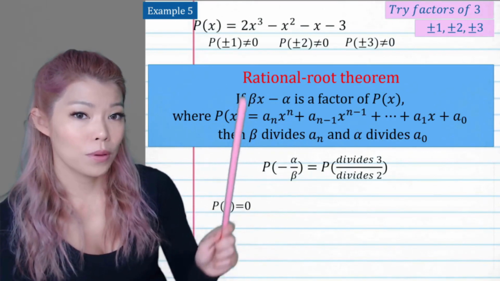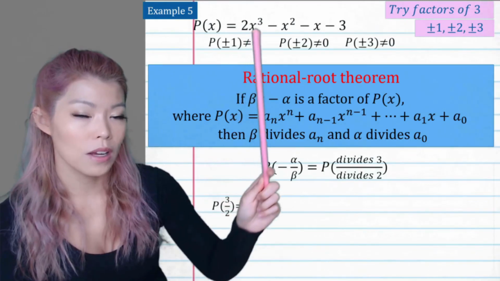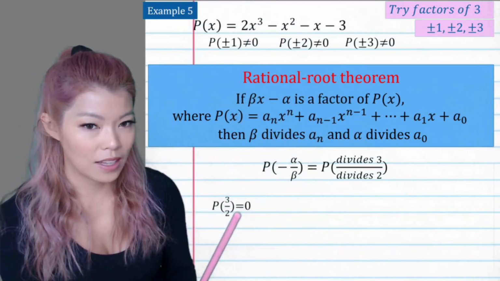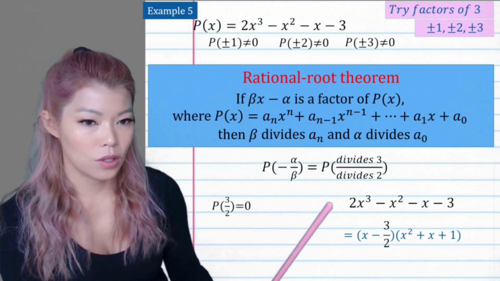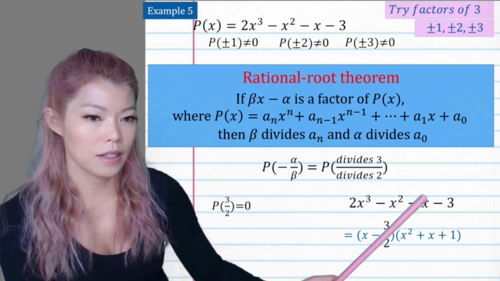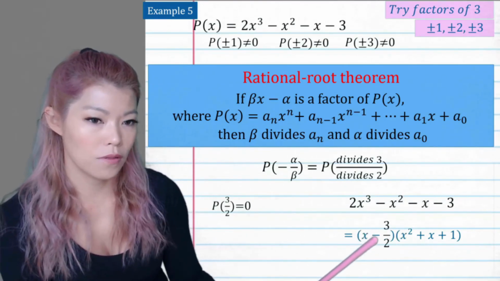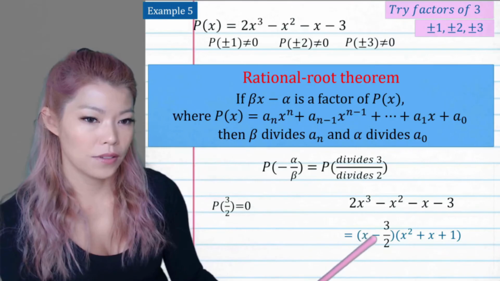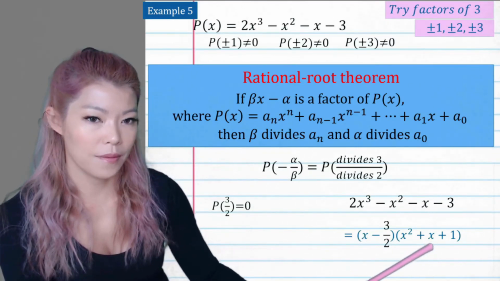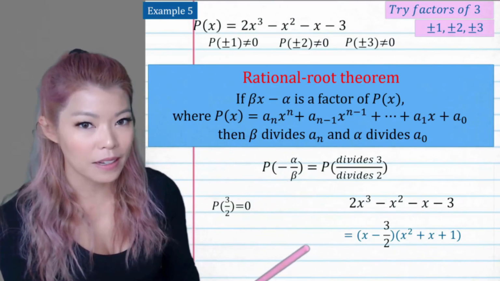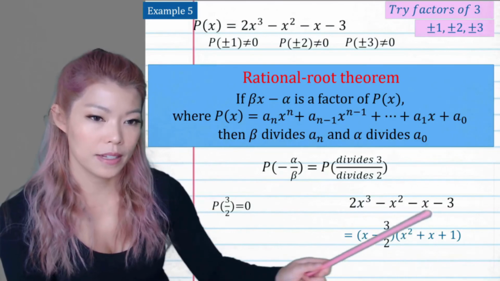And surely if you put 3 over 2 into where x is, so 2 times 3 over 2 cubed, etc., we are going to get 0. So 2x cubed minus x squared minus x minus 3 is going to be x minus 3 over 2 as our first factor. And when you do long division, you'll obtain this part over here. I'll skip that pattern. You can practice from example 1 to 4. I just want to go through what happens in this scenario.